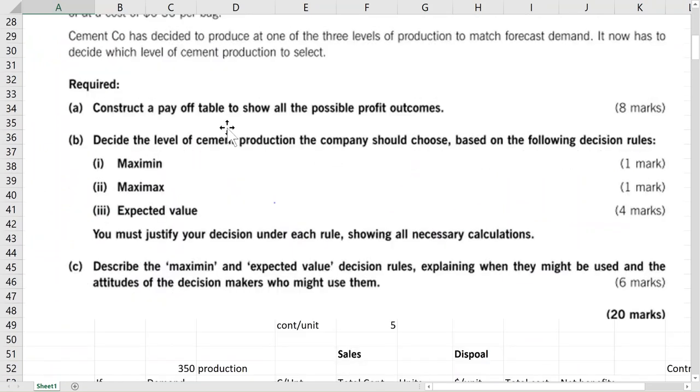Required: construct a payoff table to show all possible outcomes. Decide the level of cement production the company should choose based on the following decision rules: Maximin, Maximax, expected values. You must justify your decision under each rule, showing all necessary calculations. Describe the Maximin and expected value decision rules, explaining when they might be used and the attitudes of decision makers who might use them. Okay, let's read the question and then I will explain and answer what is required here.